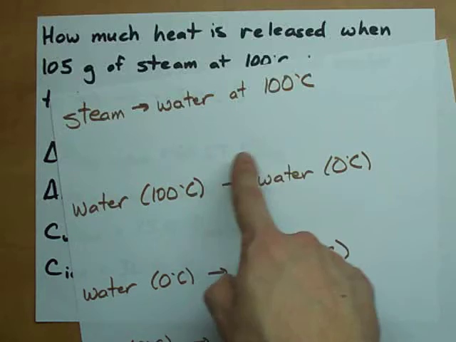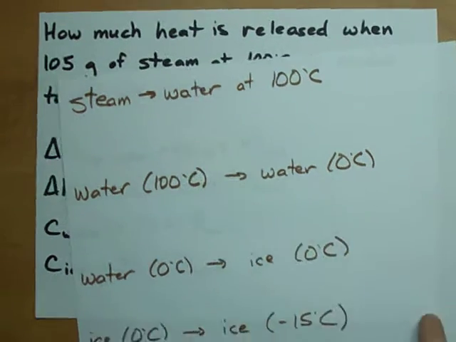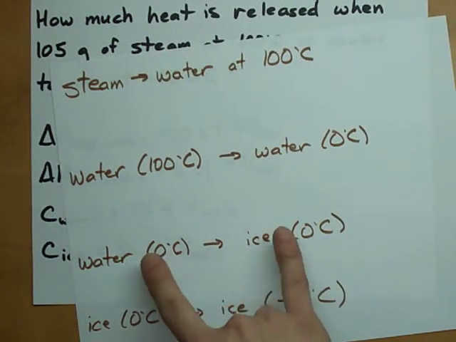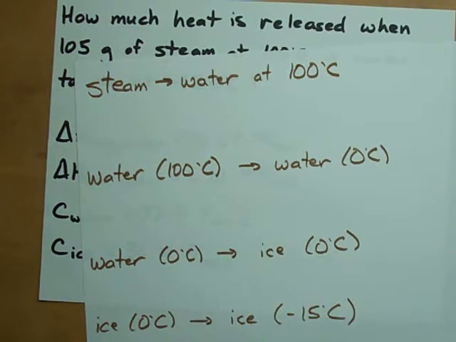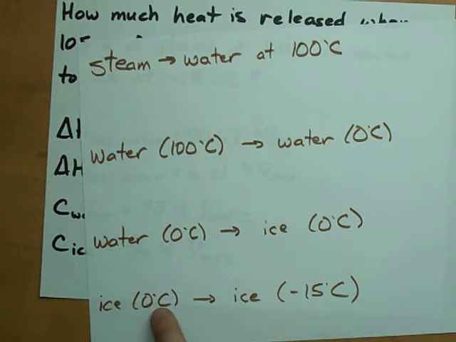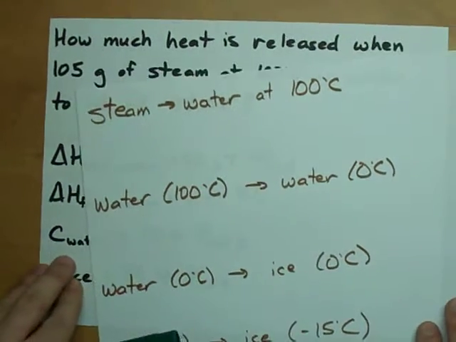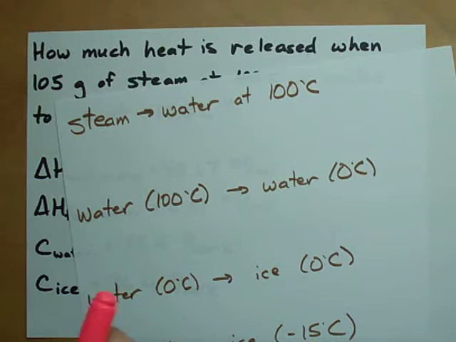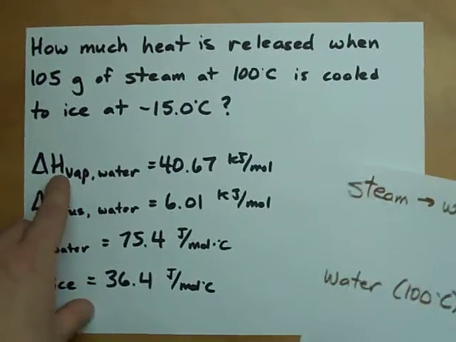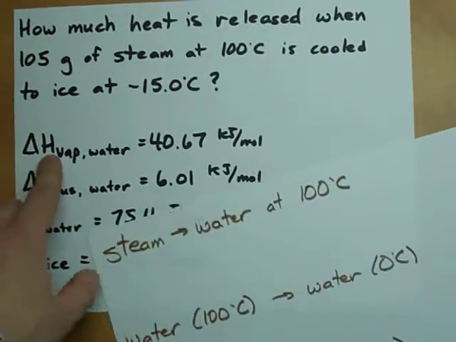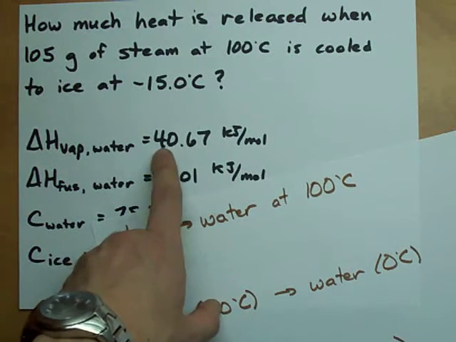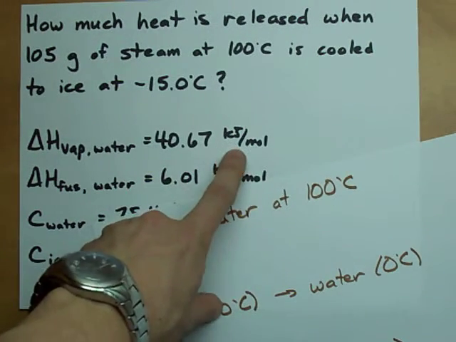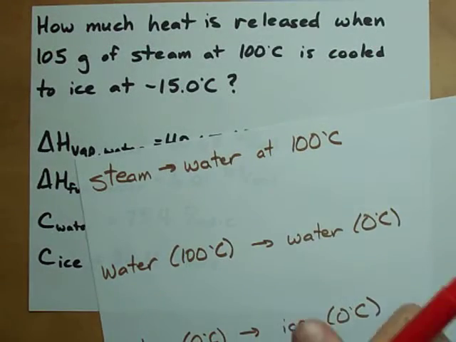Water at 100 then has to cool to water at the freezing point before it too changes state into ice, and heat is released in this process as well, even though the temperature is not changing. Finally, the ice has to cool from 0 to negative 15. So we need to figure out how much heat is released at every single one of these stages. Luckily, they've given us some data here. It turns out that to cool steam to water at 100 degrees Celsius, it releases 40.67 kilojoules for every mole of water.